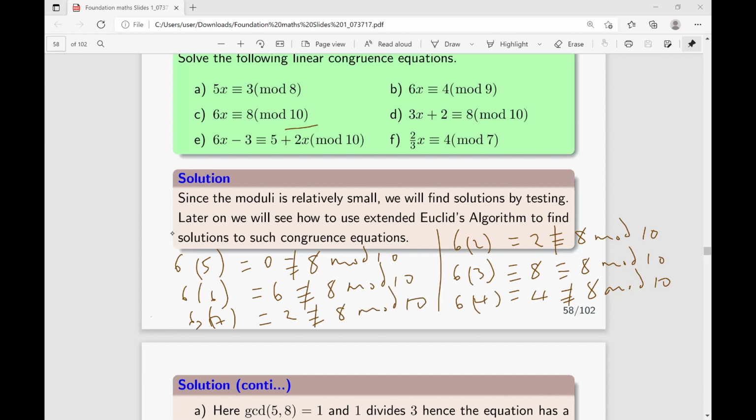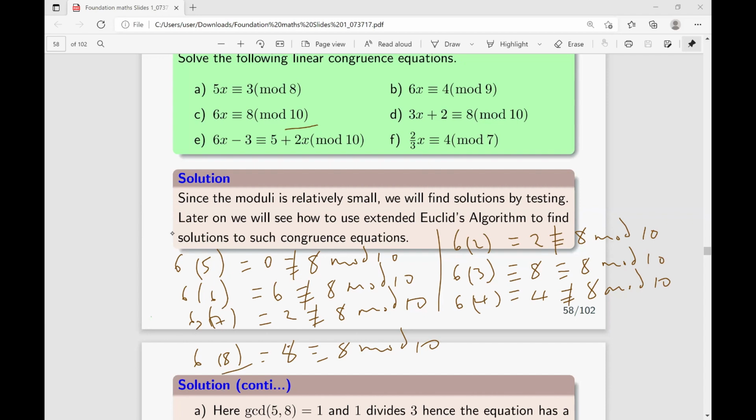Then let's try 8. This is 8. 48 mod 10 is 8, and this is equivalent to what? 8 mod 10. So in other words, 8 is another solution.